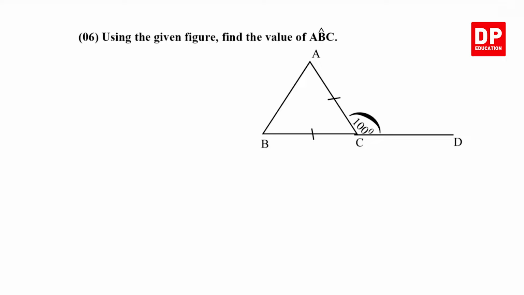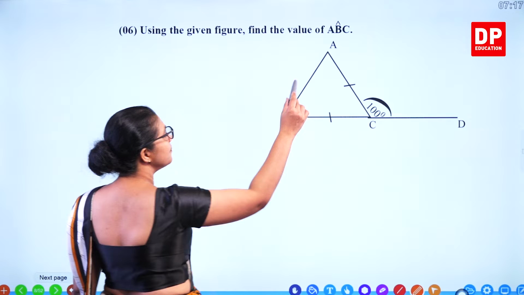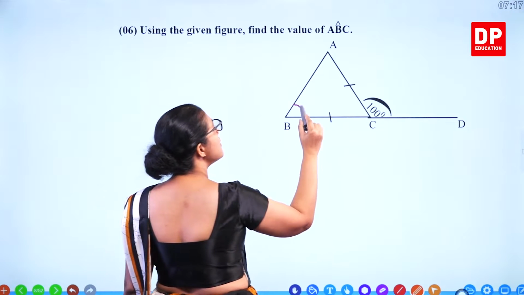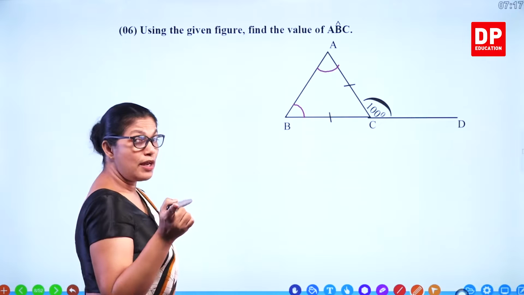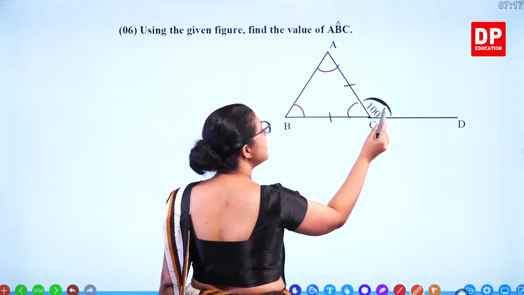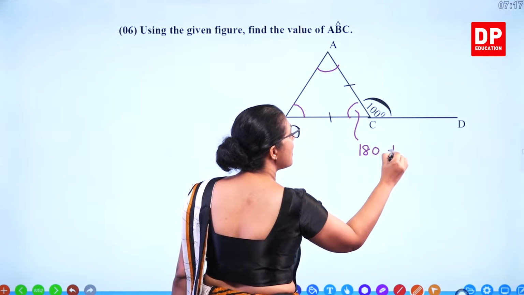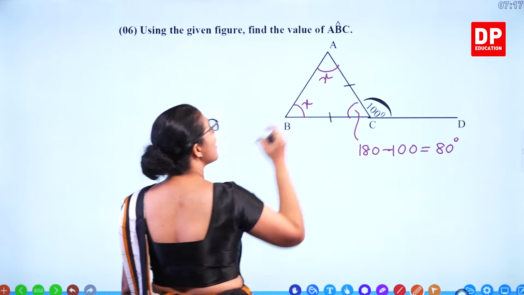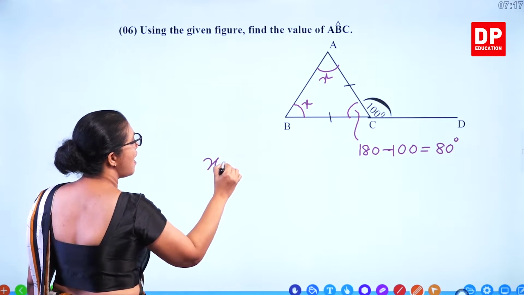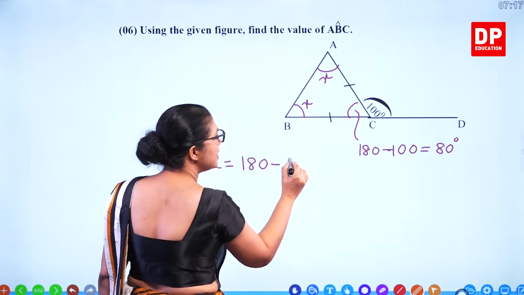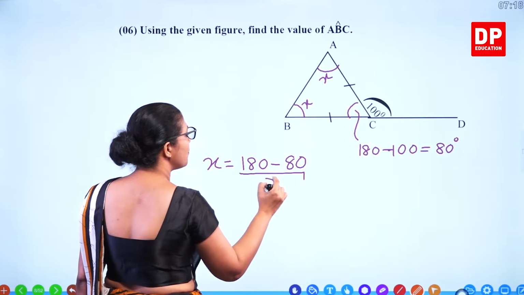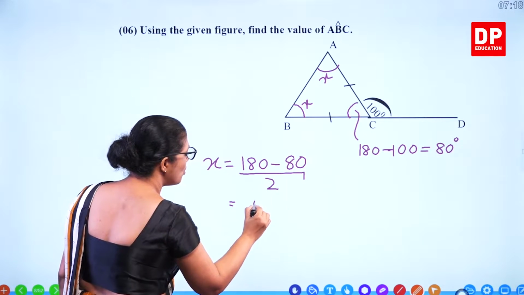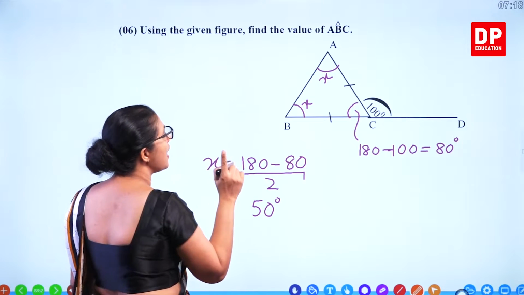Question number 6. Using the given figure, find the value of A, B, C. This angle. These two lengths are equal, so isosceles triangle. So this is also equal to this one. Now we know this is 100. This is a straight line. So what is this angle? 180 minus 100, that's 80 degrees. So if we put x here, how can you find out x? x is 180 minus this angle, that's 80, divided by 2, because the sum of angles in a triangle is 180 degrees. So 100 divided by 2, that's 50 degrees. x means ABC.